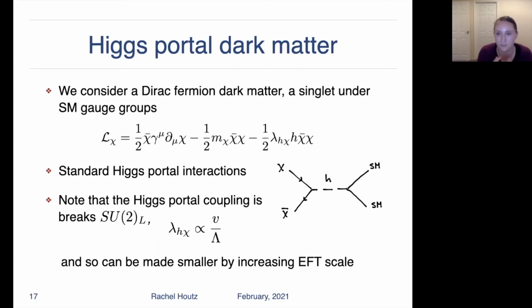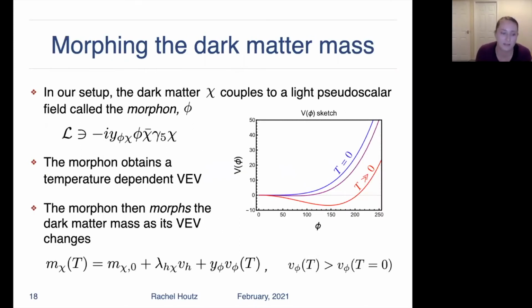So there's no tuning for a very, very small coupling of the Higgs portal. You could just as easily rewrite this as some different lambda times v times h times chi bar chi, and then you get a dimensionful coupling, and then it would be natural to assume that the coupling could be very, very small by raising the EFT scale. And then first, we're going to talk about the next step, which is morphing the dark matter mass.